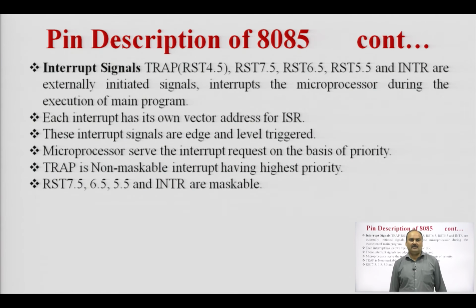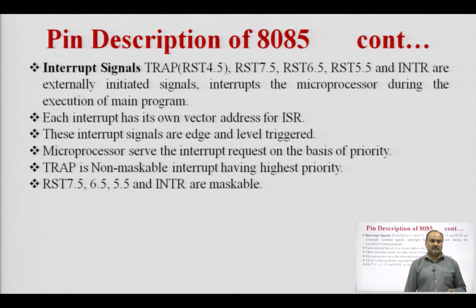Next is the interrupt signals. In the 8085 microprocessor we have 5 hardware interrupts. For each interrupt we have a dedicated pin. These pins are used to receive the external hardware interrupt signal. The interrupt can be level triggered or edge triggered. Accordingly, it will accept the interrupt request and execute the interrupt service routine.